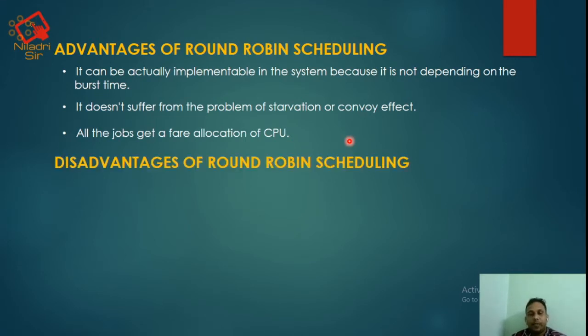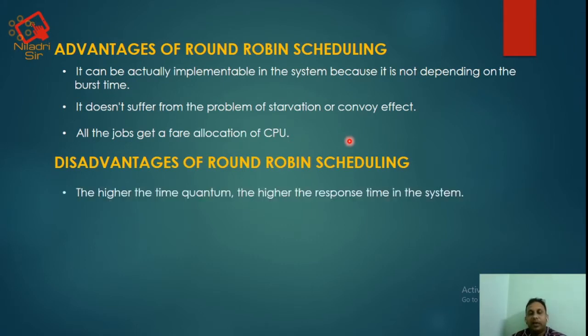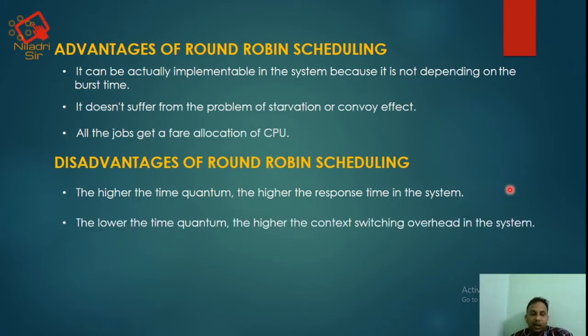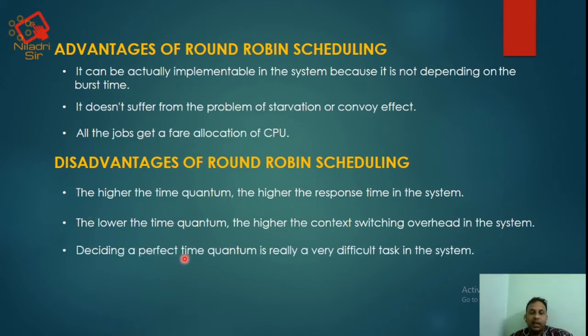And what are the disadvantages of round robin? The higher the time quantum, the higher the response time in the system. If the quantum time is high, then it will take much more time. Next, the lower the time quantum, the higher the context switching overhead in the system. Next, deciding a perfect time quantum is a very difficult task in the system.